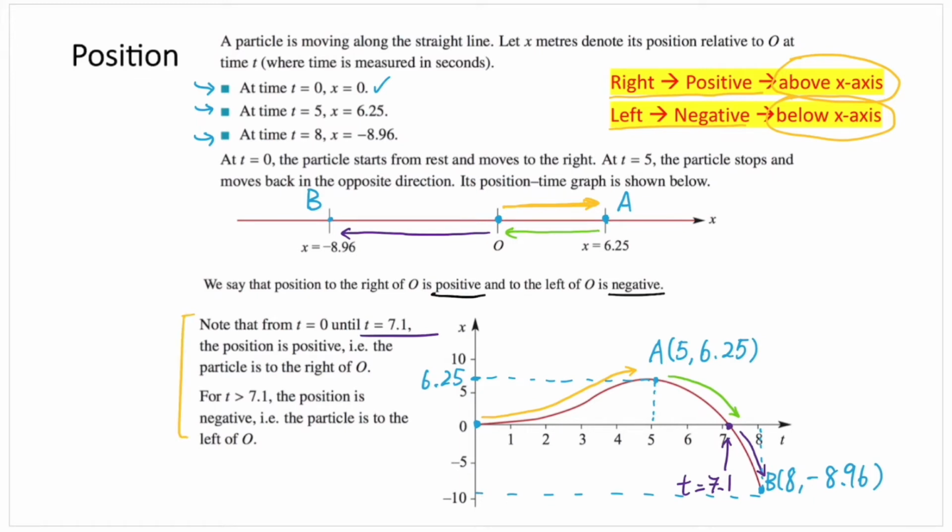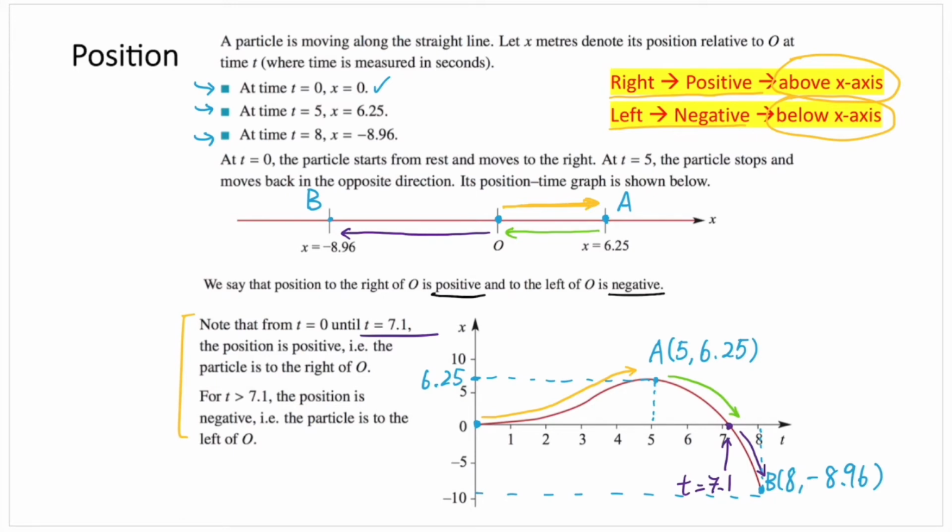So note that from t equals 0 till t equals 7.1, the position is positive. So the particle is to the right of O. This makes sense because from point O, we're moving to the right first. And once we hit point A, we're going back to point O again. Although we're heading back, we're moving back in the opposite direction, our movement is still on the right-hand side of O. That's why the graph is above the x-axis.